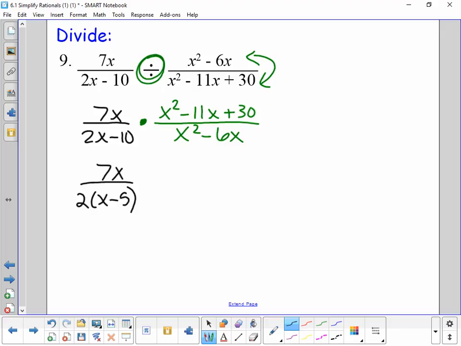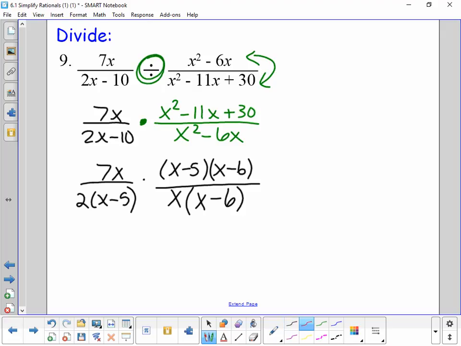7x divided by 2 times x minus 5. So I factored out the GCF of 2 there. And over here, if I factor that numerator, I have an x minus 5 and an x minus 6. Those add up to negative 11 and multiply to give me positive 30. And in the denominator here, it looks like I just have a common factor of x. And if I factor that out, it leaves an x minus 6.